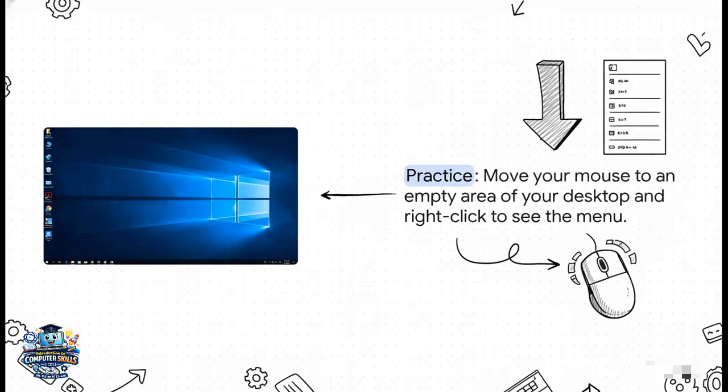Just move your mouse to any empty area on your desktop background and give it a right click. See that menu that just appeared? It's full of options specifically for your desktop, like changing the background. It's a really powerful tool.